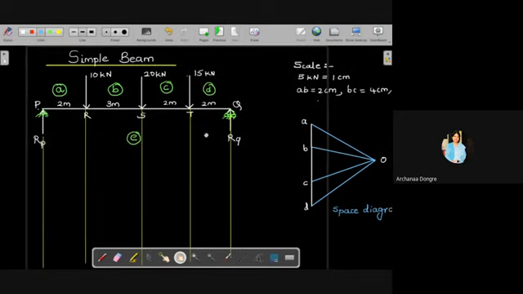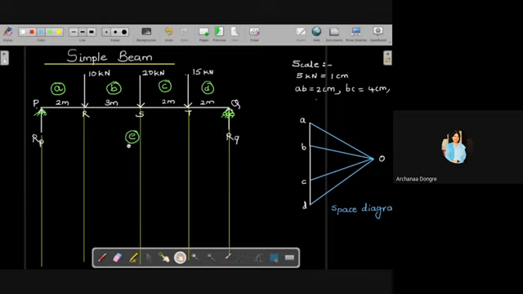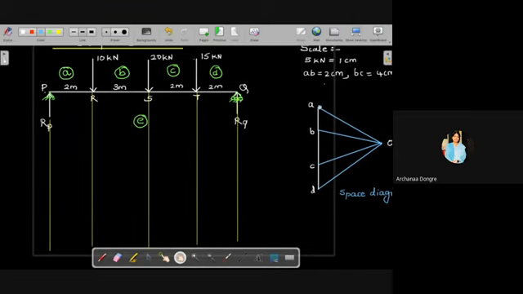Now if you see from D to E, there is a reaction, right? So we'll see how we draw that from D to E. So from point D to point E, that is the reaction over here. So that we have to draw. But before that, first we will draw the funicular polygon.